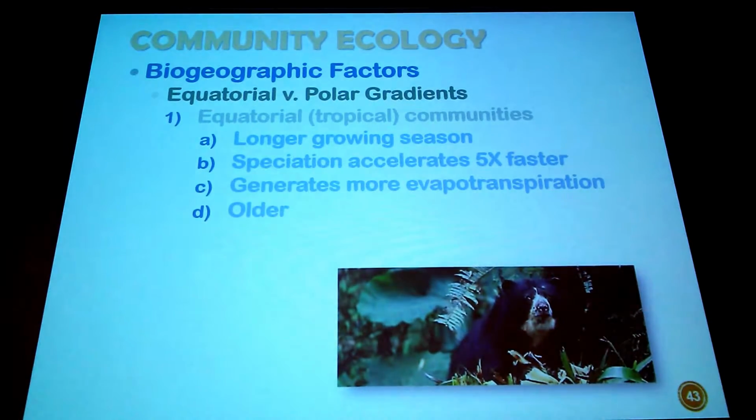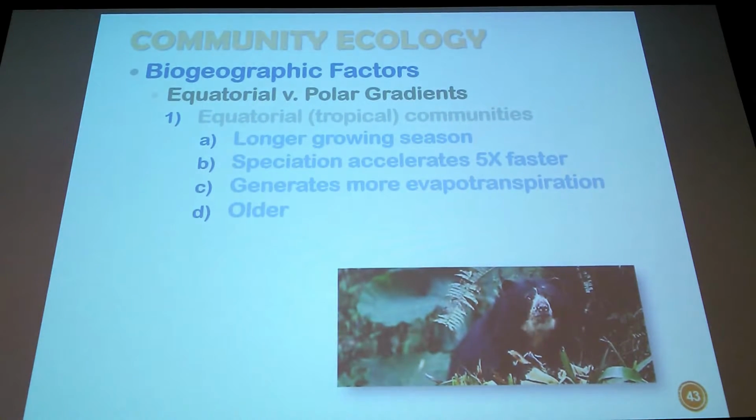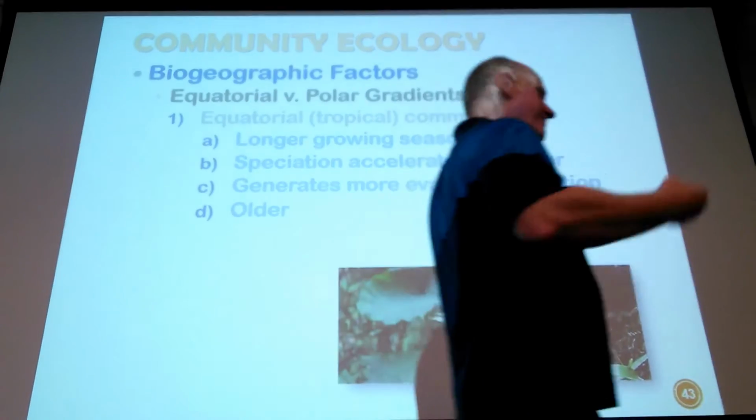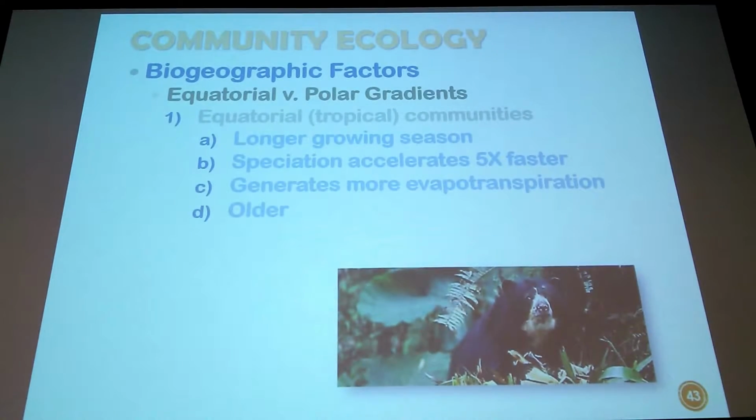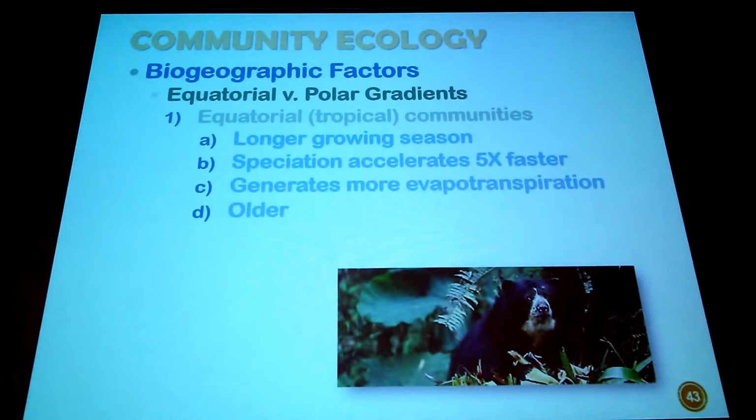Speciation accelerates five times faster. You get more new species, which is what speciation is, faster at the equator than you do at the poles. A lot of it has to do with the longer growing season. If you get a shorter growing season, every year you're going to have to start over, and that slows speciation.